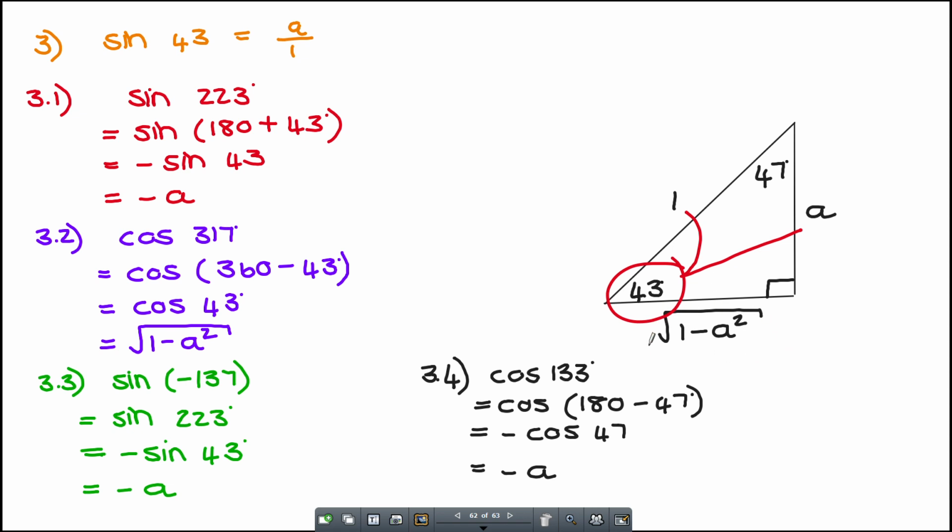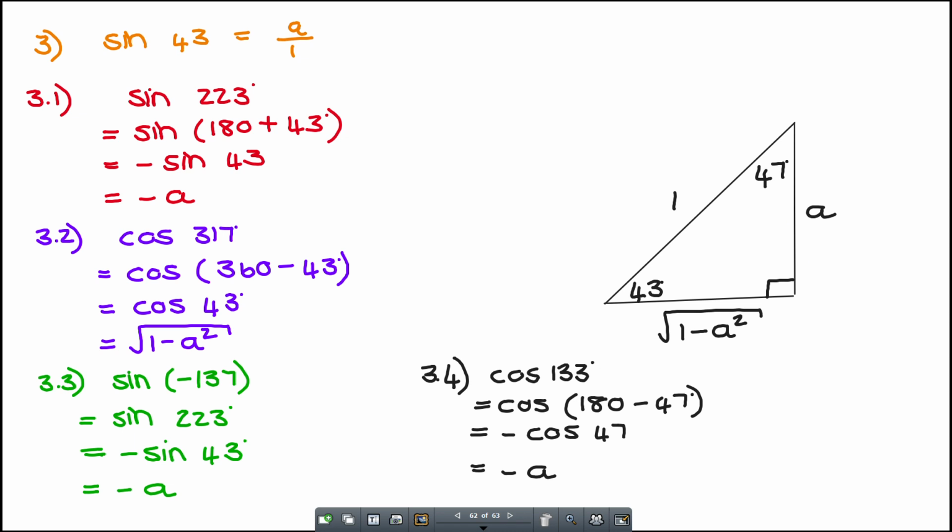I need the third side. So what did we do? We said 1 squared, but 1 squared is still just 1, minus A squared, and I want the square root of that. Okay, so just for the triangle itself, with all the information, that's a mark already. Now I look at what is asked.